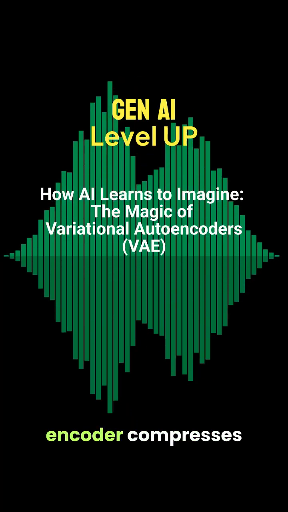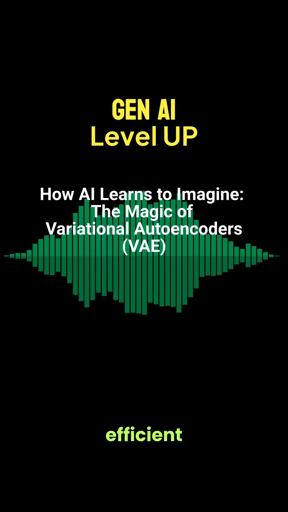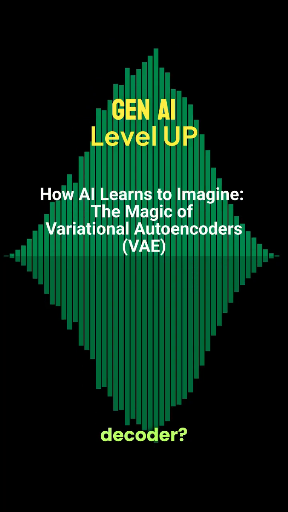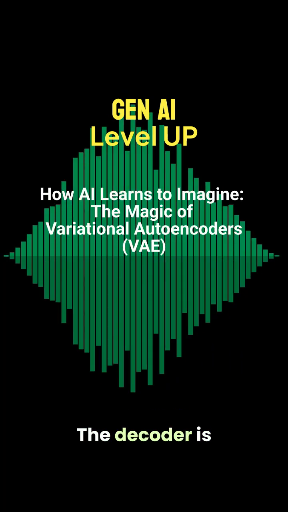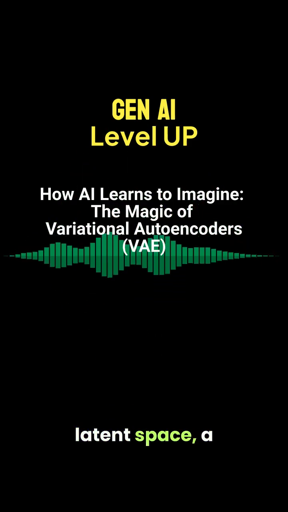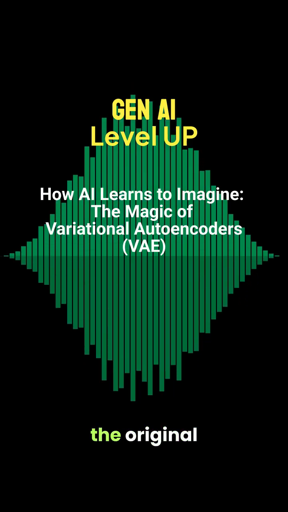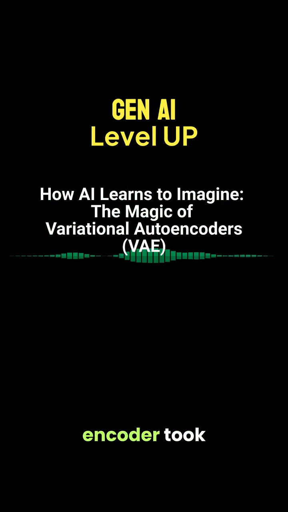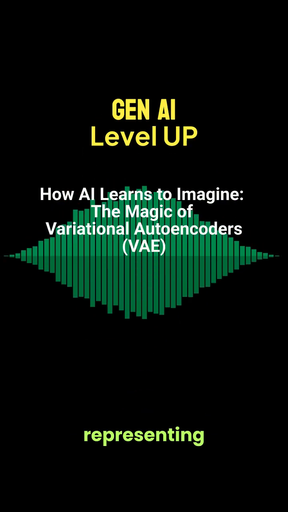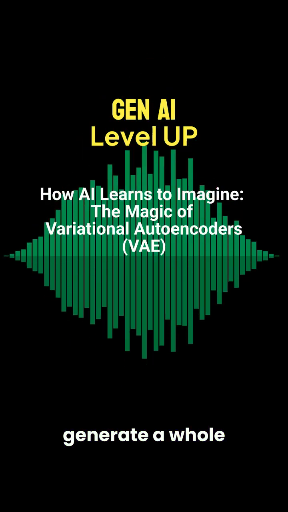Okay, so the encoder compresses the data into this latent space, like a super efficient map reader. But what about the decoder? What's its role in all of this? The decoder is the artist of the VAE. It takes a point from that latent space, a point on our map, and uses it to generate a sample in the original data space. So if the encoder took that cat picture and mapped it to a point representing catness, the decoder can then use that point to generate a whole new cat picture.